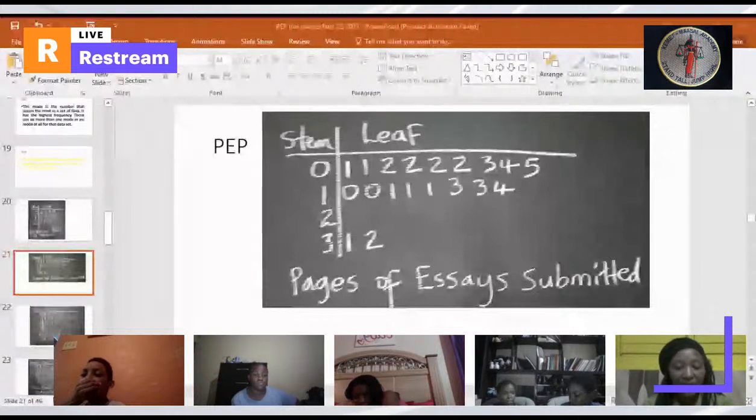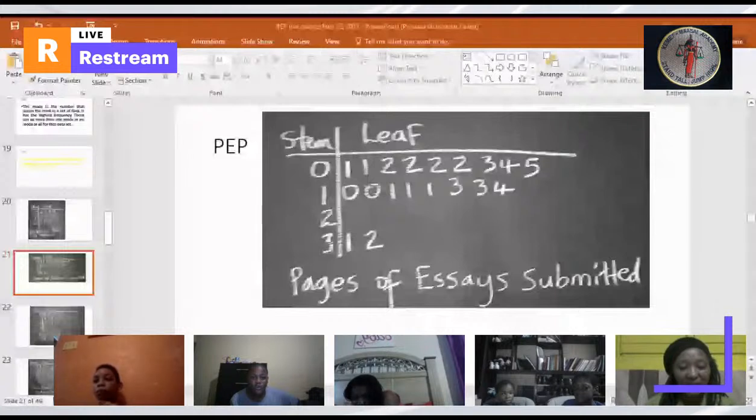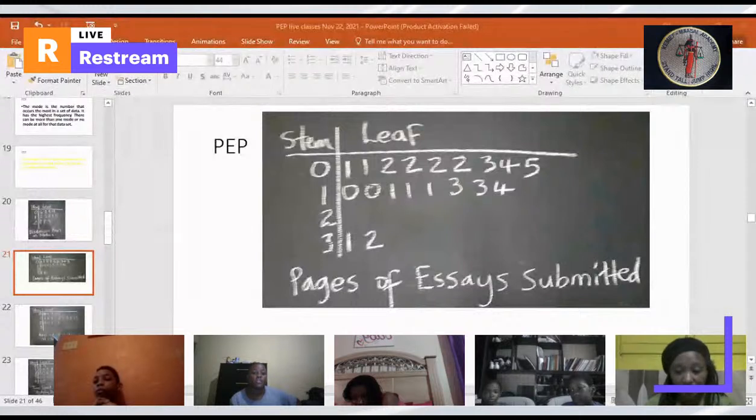Next week, somebody's asking how to make the stem and leaf. Next week, we are going to construct our own stem and leaf plots from data that is given. So we're going to get the raw data, just the numbers. We're going to make a stem and leaf plot, and you'll understand even more when we do that.